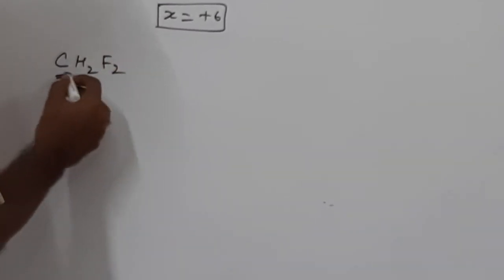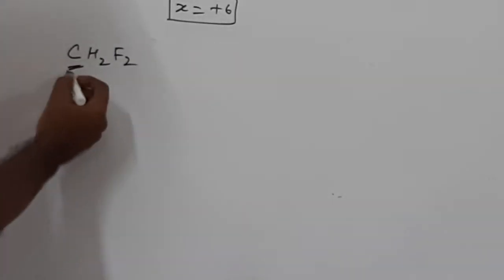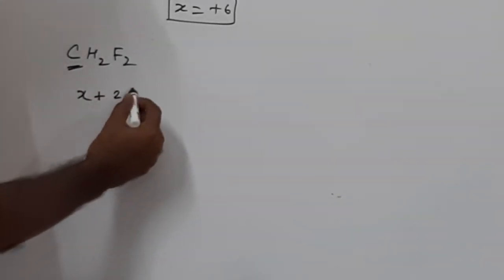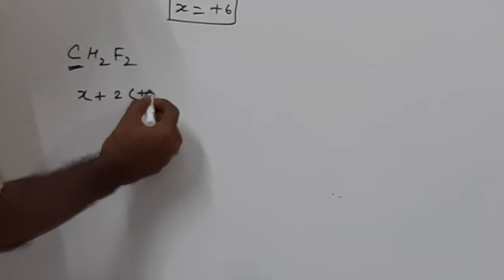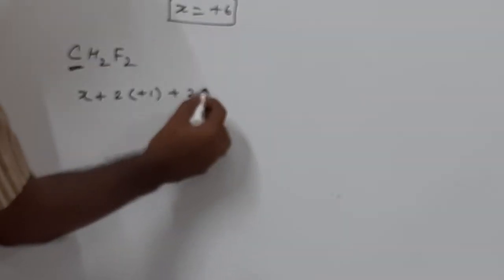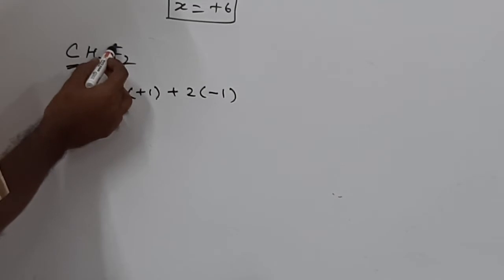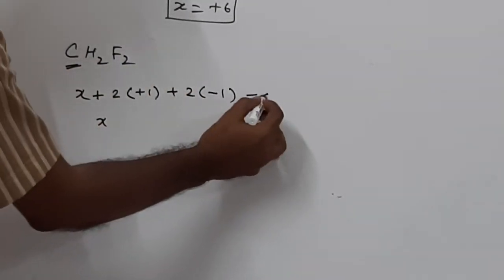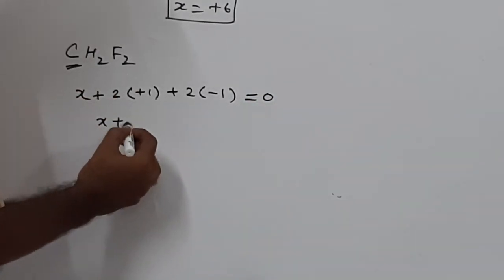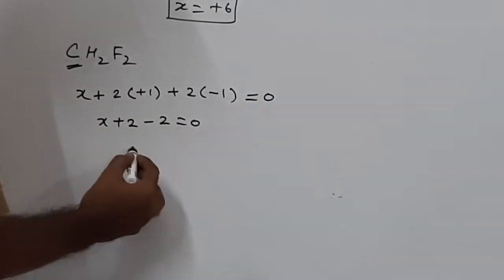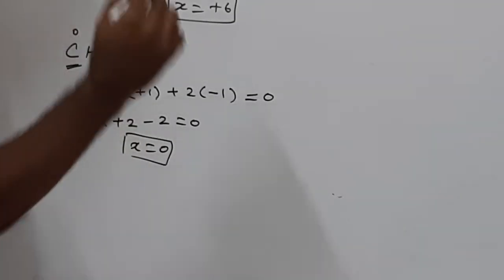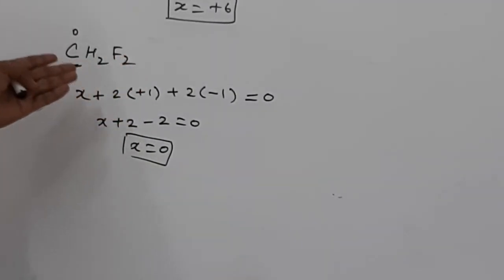CH2F2. In the compound, carbon oxidation number: how to calculate? Now this is what we have to calculate. Let it be X, plus 2 hydrogen atoms. So 2 into +1, plus 2 into -1, because the oxidation number of fluorine is always -1. Oxidation number of hydrogen is always +1. So this is equal to 0 because it is a compound. So X plus 2 minus 2 equal to 0. So X is equal to 0. Remember that in this compound, the oxidation number of carbon is 0. It can also be 0.